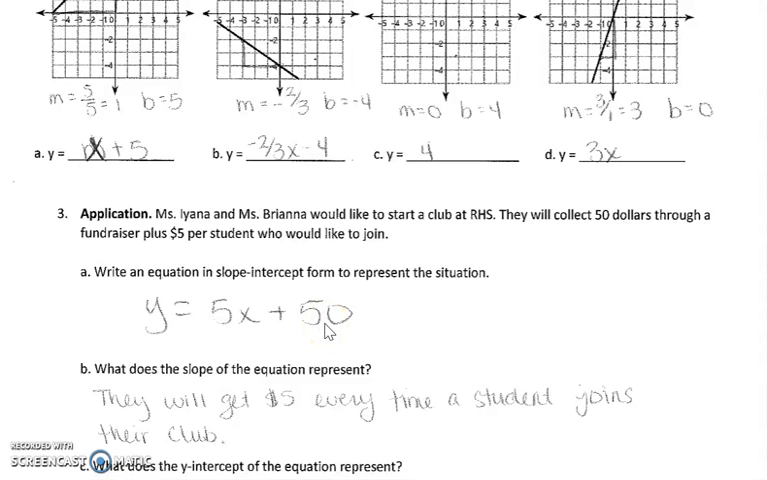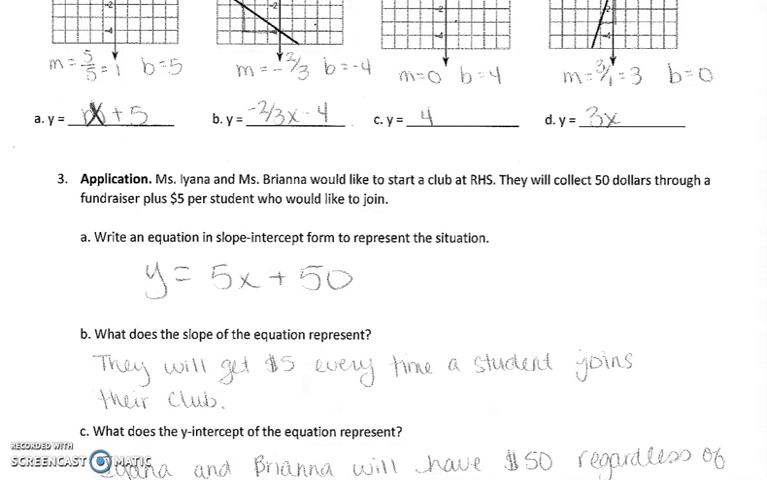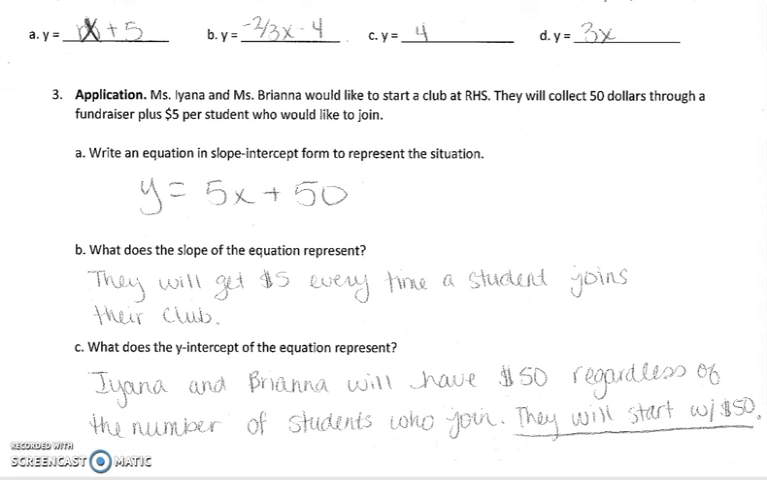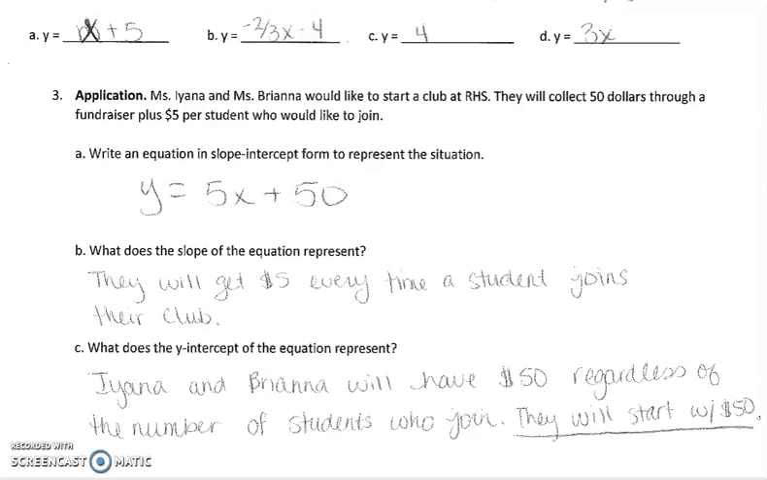Think about the y-intercept. That's where you start your graph. So $50 is going to be that they are going to have $50 regardless of whether other people happen to join their club or not. They will have $50 regardless of the number of students who join. They will start with $50.